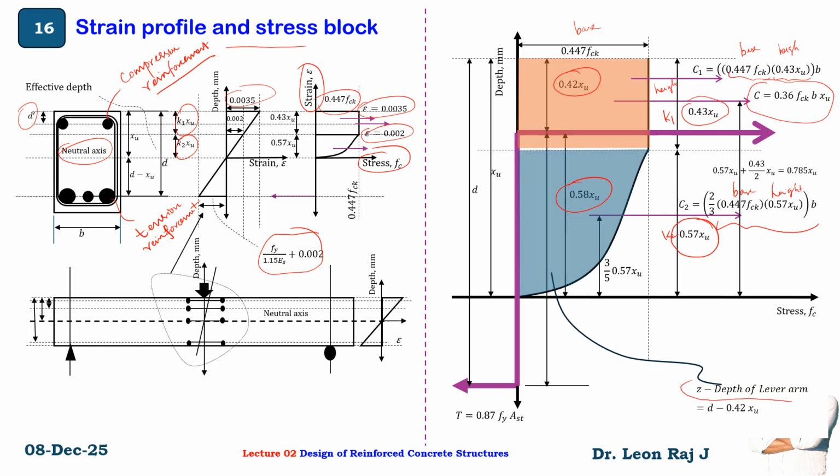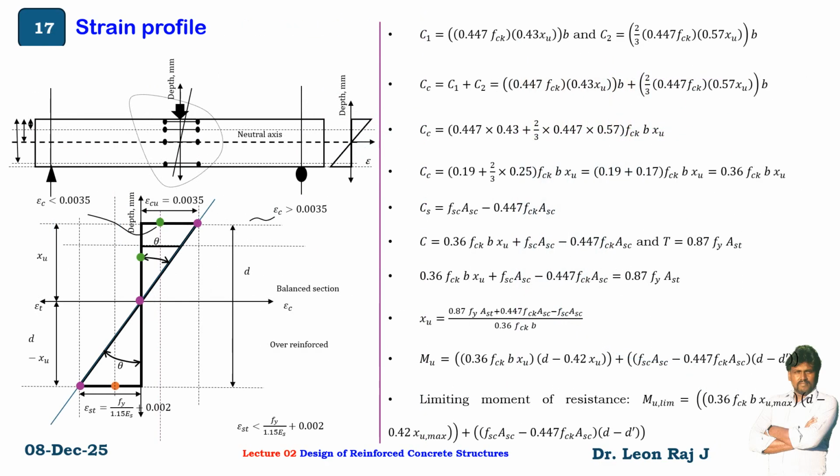Here z equals the depth of lever arm, which is d minus 0.42 Xu. How we arrive at the depth of lever arm, I explained in lecture 1. Tension force is T equals 0.87 fy Ast. Compression force is 0.36 fck b Xu. This is for a singly reinforced beam, and how we arrive at the doubly reinforced beam is shown here. Here C1 is the compression force in the rectangular portion. This is the parabolic portion.